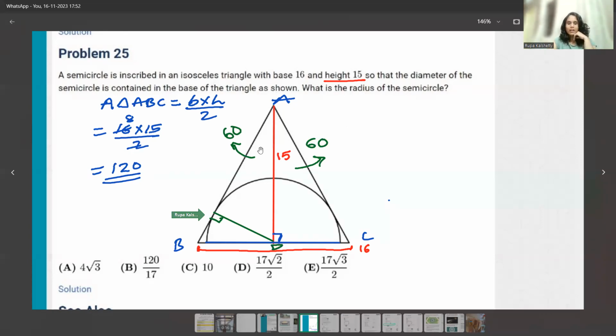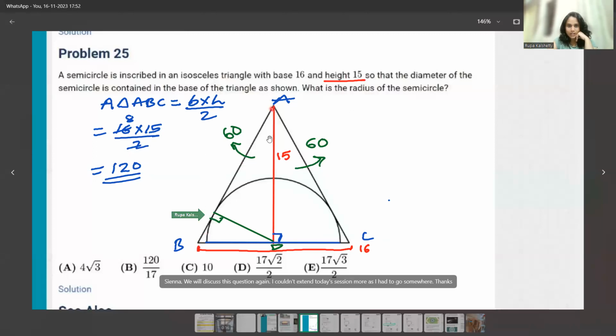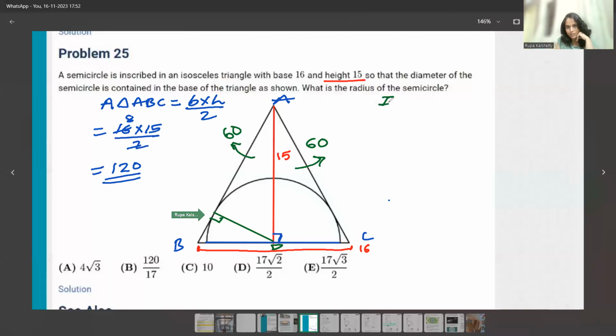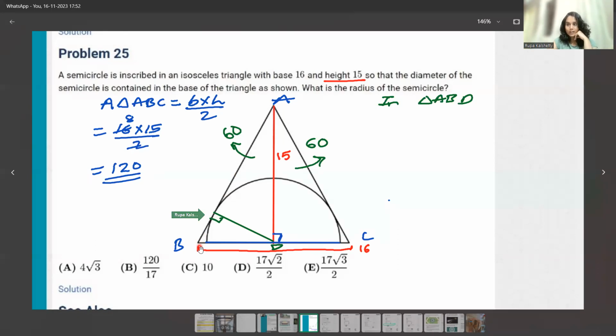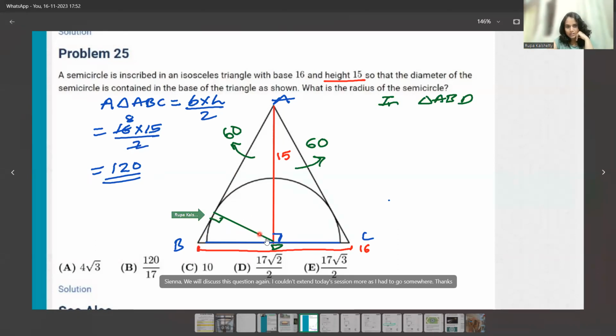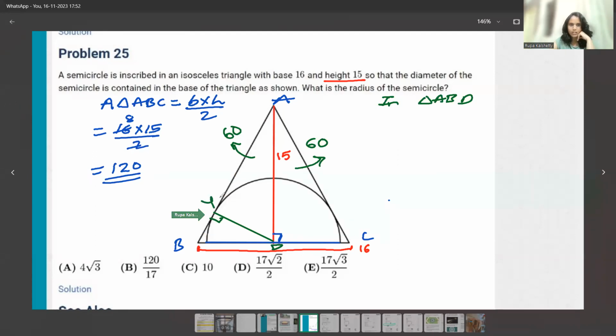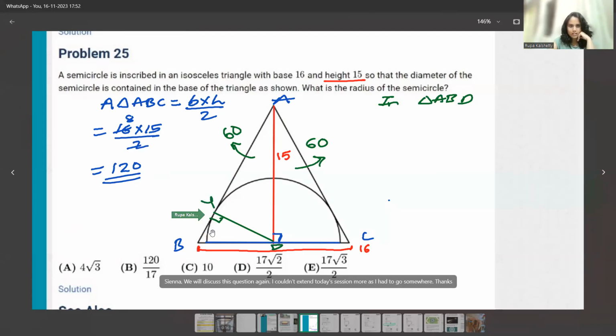Okay. Now, can we again look at only triangle ABD? Let me write that down. In triangle ABD, can we say that side AB could be your base, and this, let me mark this as Y, and your YD could be the height of this triangle?